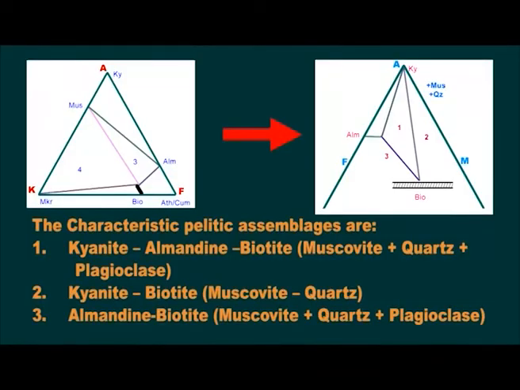The characteristic pelitic assemblages are: number 1, kyanite, almandine, biotite with muscovite, plagioclase and quartz. Number 2, kyanite, biotite with muscovite and quartz. Number 3, almandine, biotite with muscovite, quartz and plagioclase. Other assemblages are the same as the staurolite zone mentioned already in the previous lecture.